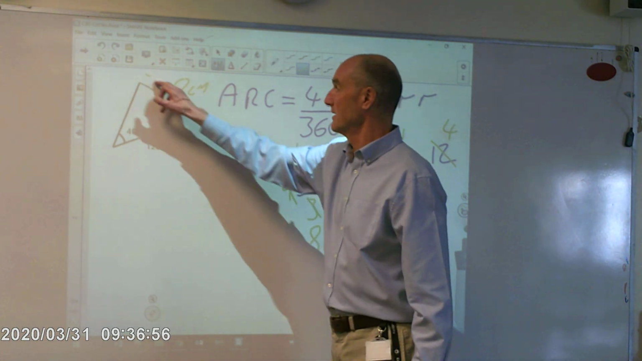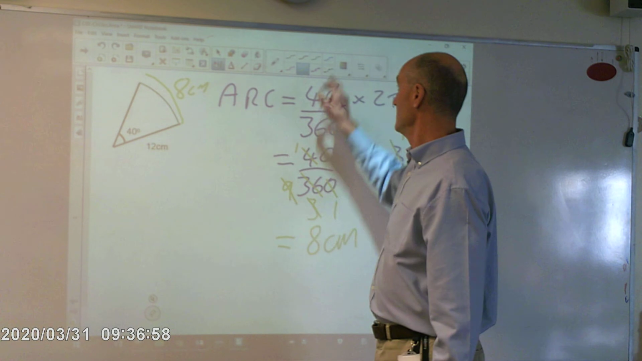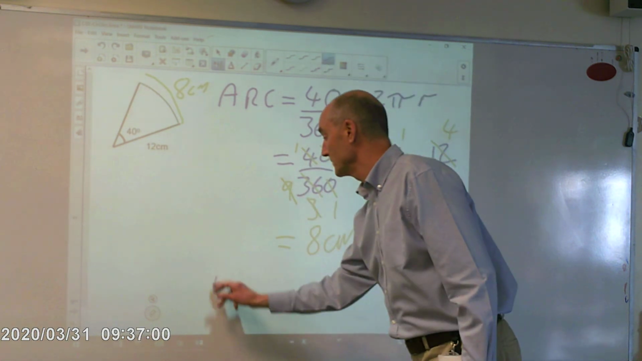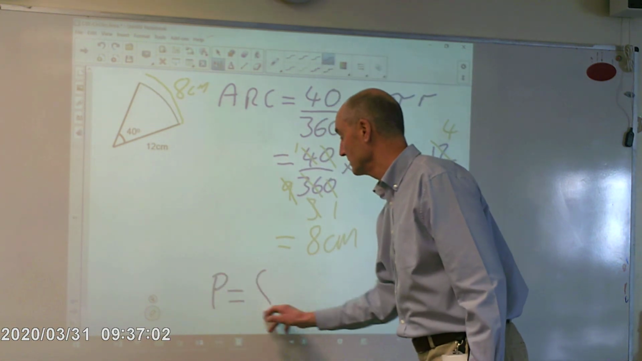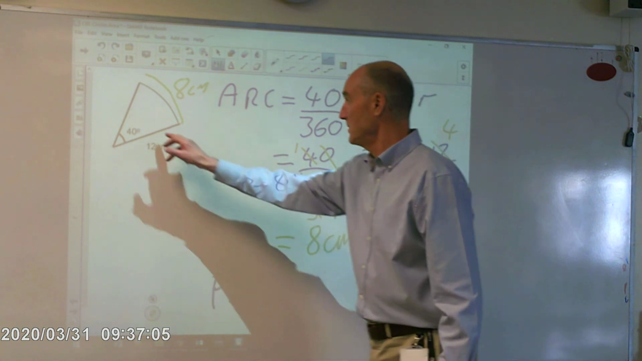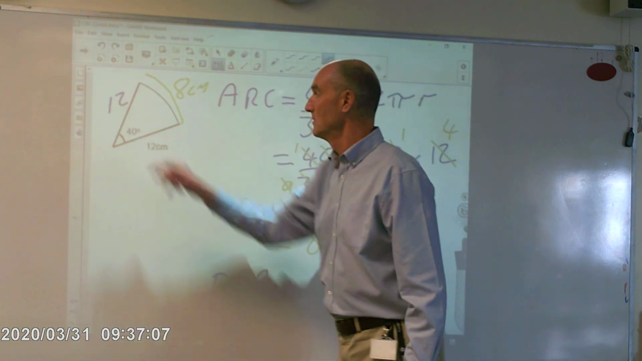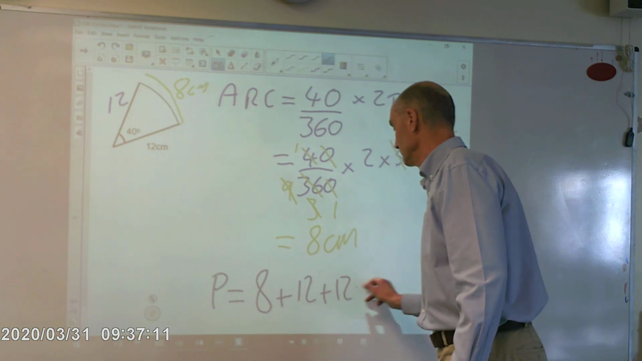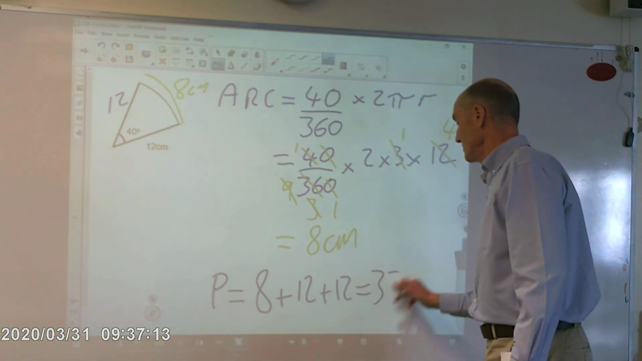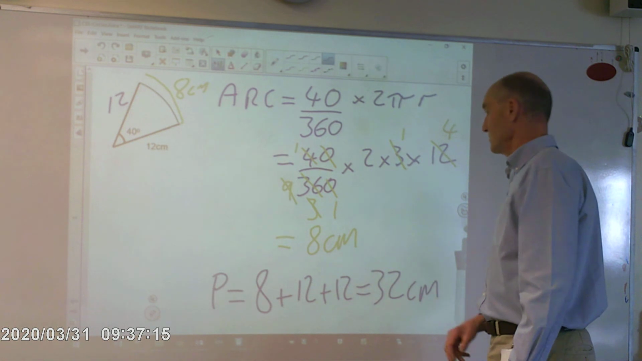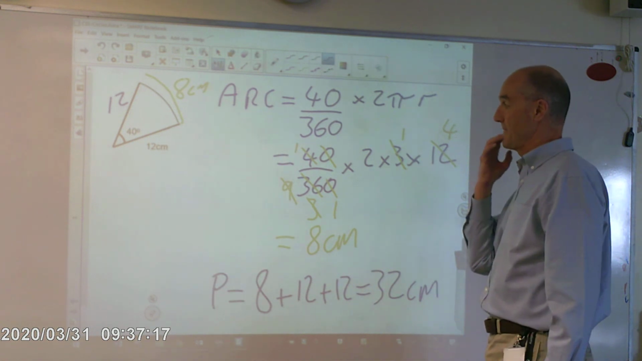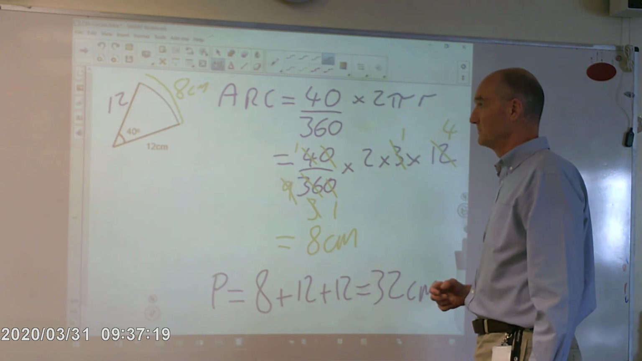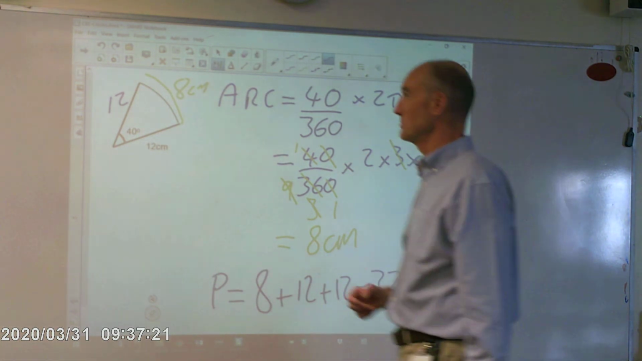That arc length there. So if we're asked for the perimeter, it's the arc length, 8, plus 12 plus 12, 32 centimetres. Okay, second example. Is that reasonable? Yeah, it looks reasonable to me.